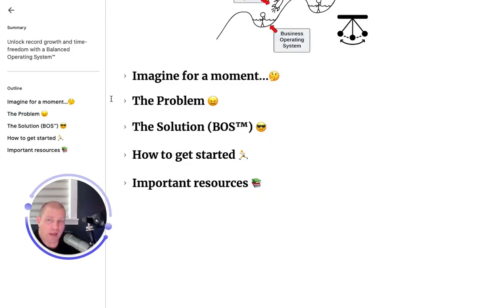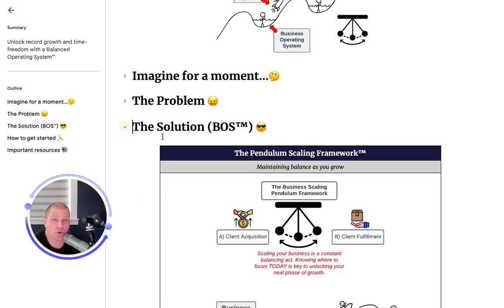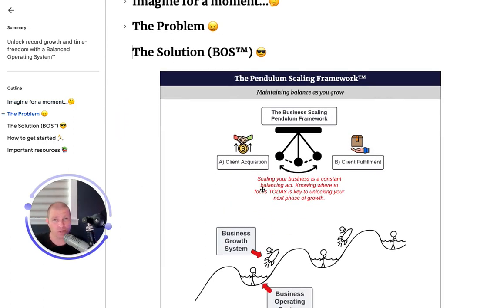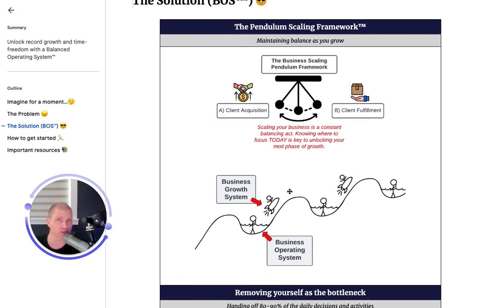So now that we've unpacked the problem, let's jump to the solution. And I want to start with a metaphor. I want you to think about a pendulum when it comes to your business growth cycle. And that pendulum swings between your major business constraints as you grow. So think about those two major constraints being client acquisition, your ability to get customers, and client fulfillment, your ability to fulfill those customers. And when you're first starting out, that constraint's on client acquisition.